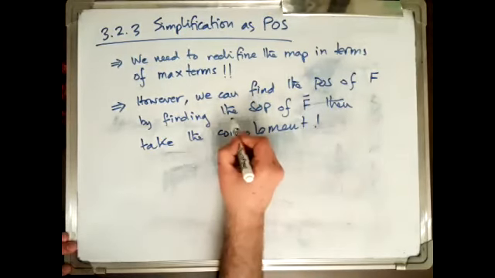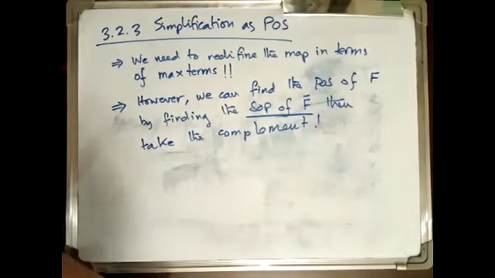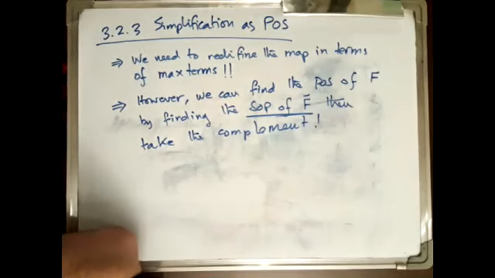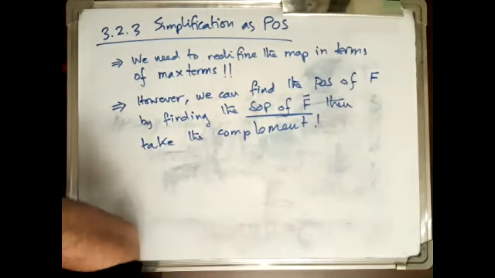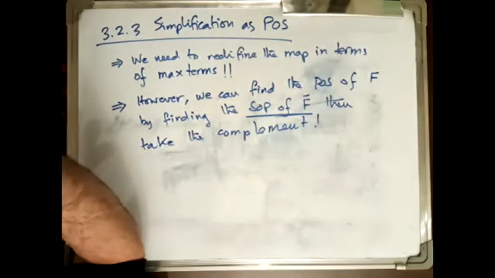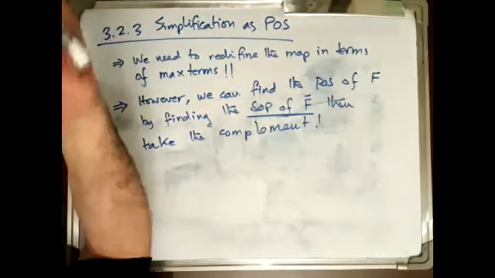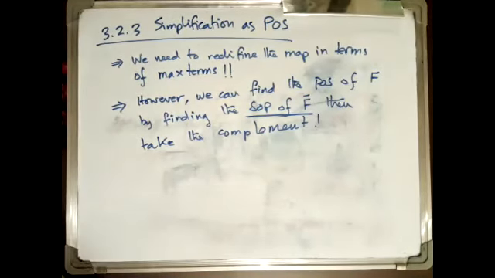In order to find the sum of product of f bar, all we need to do is look at the zeros. We combine the zeros, but in our mind, we know that these zeros are ones for f bar. So we think of them as being ones, and we combine them, we obtain the sum of product for f bar, then we take the complement. So f bar becomes f, and the complement of SOP is POS, and vice versa. Yes, Sarah, thank you for your answer.